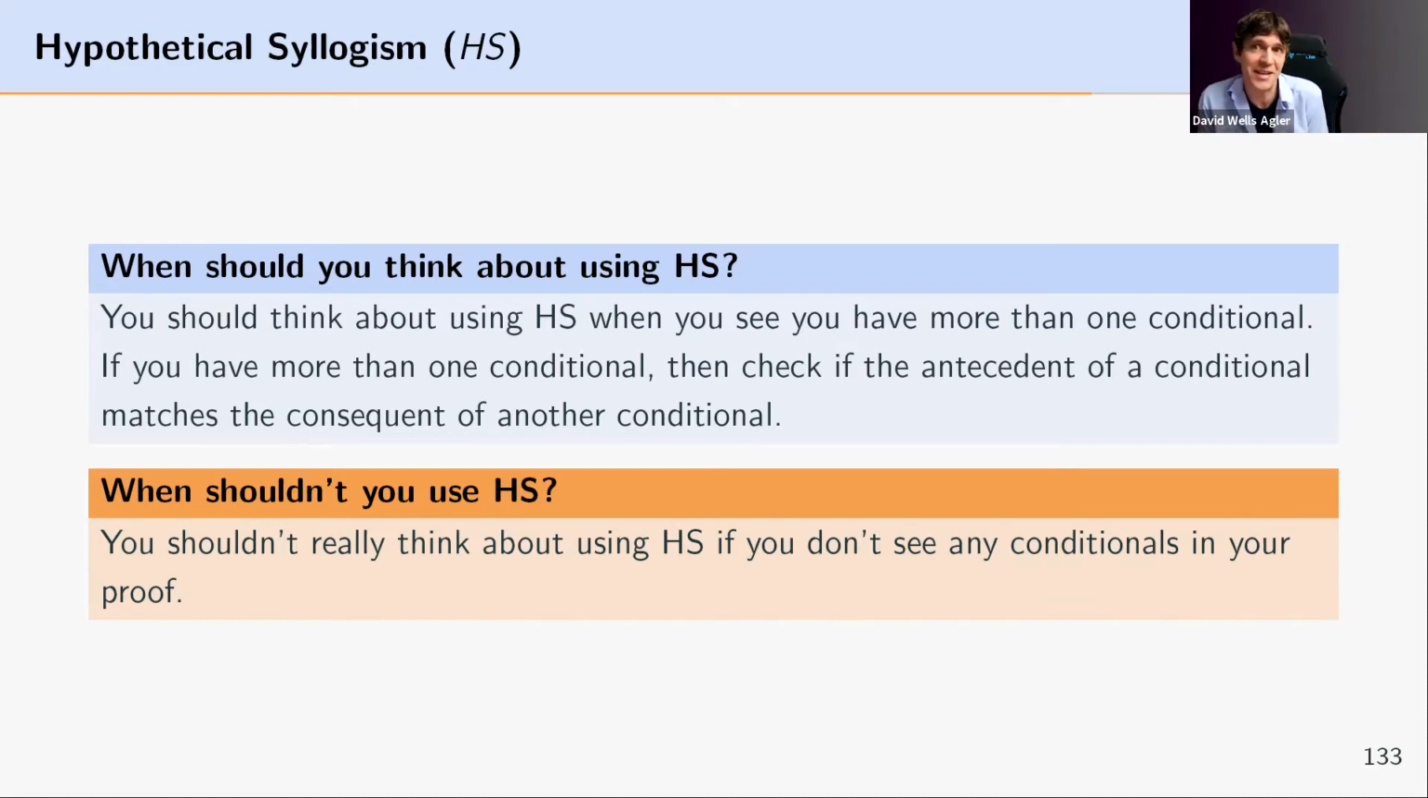This one is pretty easy as to when you would use the rule. You would only ever think about using it if you had what? 2 conditionals. So if you only had 1 conditional in your proof, you wouldn't say, oh, maybe I should use hypothetical syllogism. You just look to see, do I have 2 conditionals? And if I do, then I'll think about using hypothetical syllogism. I'll see if I have the requisite conditions to use it.